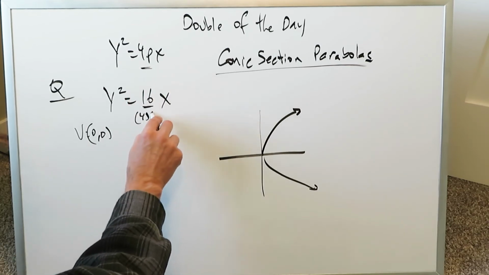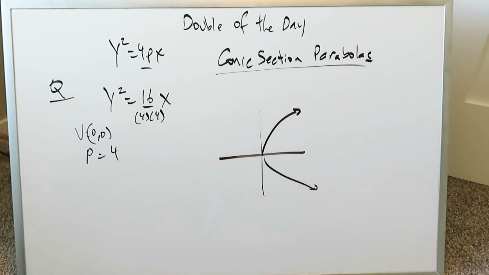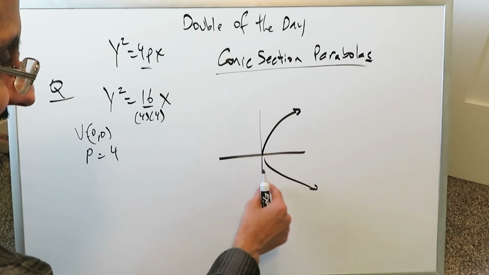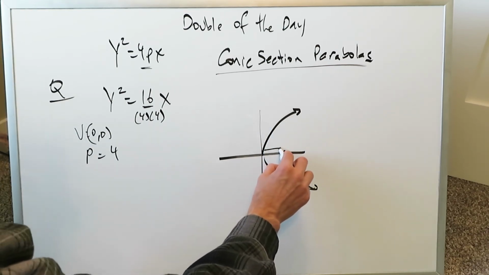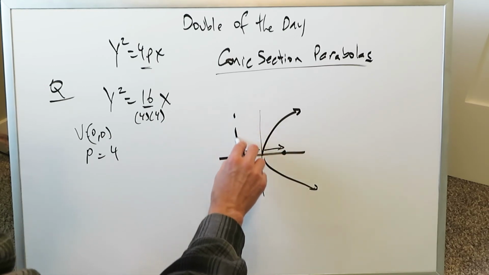You've got a 4 times a 4. So that tells you automatically your p value here is equal to 4. And remember, the focal point is always located within the curve, inside the curve. Therefore, your focal point must be right here. You're going to be p units in this direction for your focal point and p units in this direction from your vertex for your directrix.